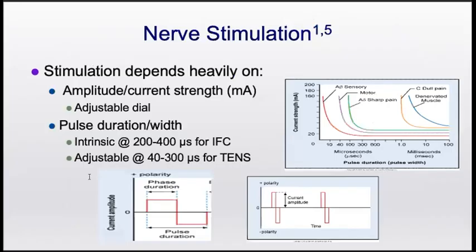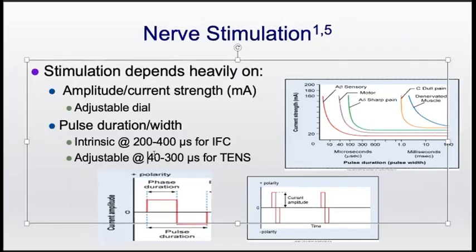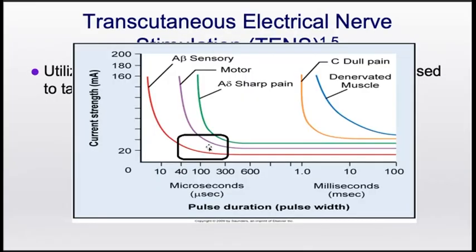TENS, if you remember, I said TENS actually exists between 40 to 300 microseconds of pulse duration. Okay, so I've indicated that in the black square here. So with TENS current, we can stimulate the sensory fibers, the motor fibers, or the painful fibers. Let's say the pulse duration is set to 100 microseconds. If we increase the current strength, so we increase the dial, we will typically get activation of those sensory fibers first. So the individual will start to feel something.